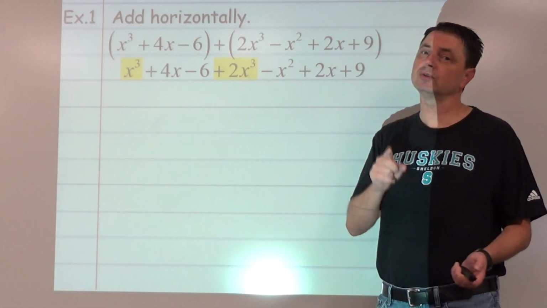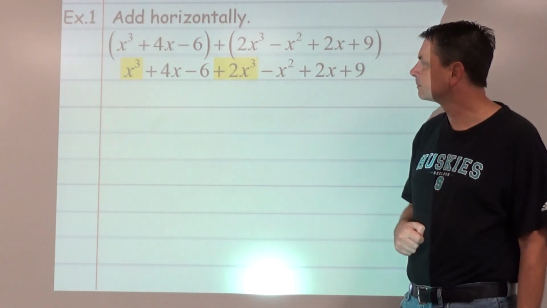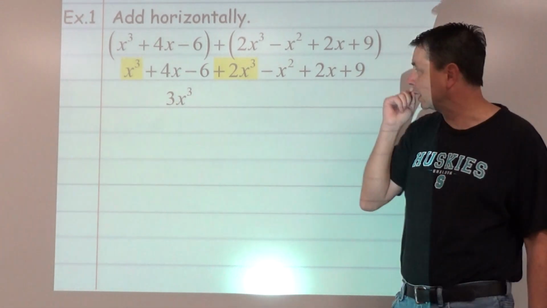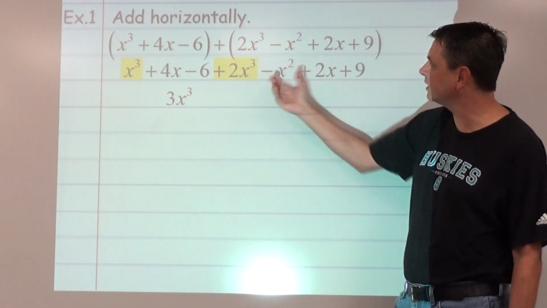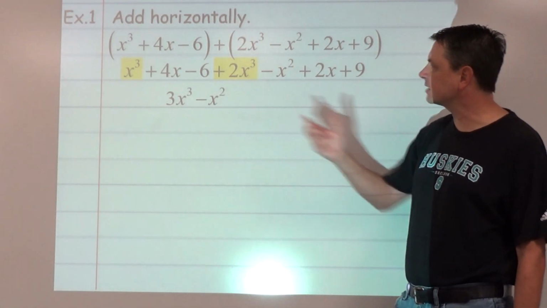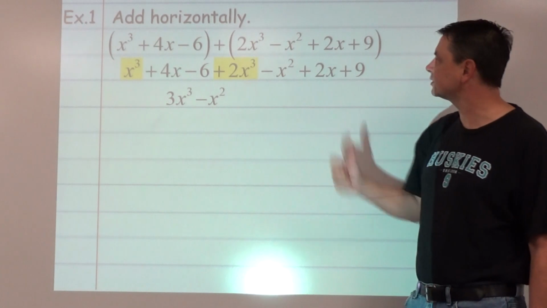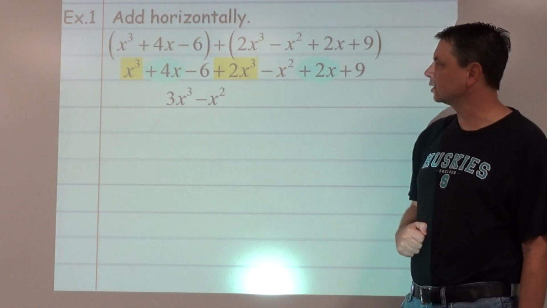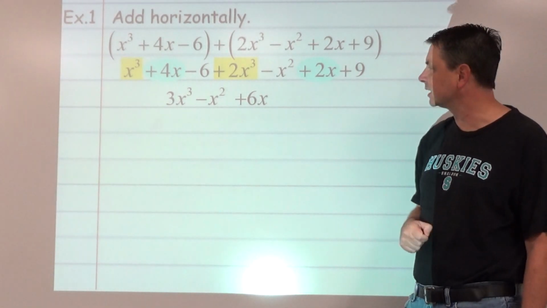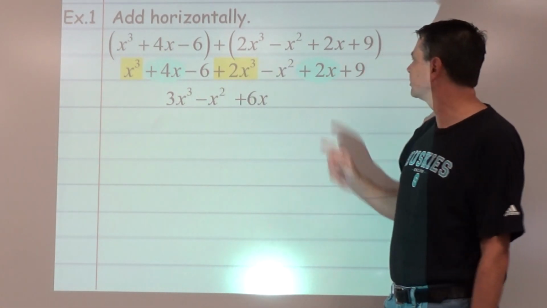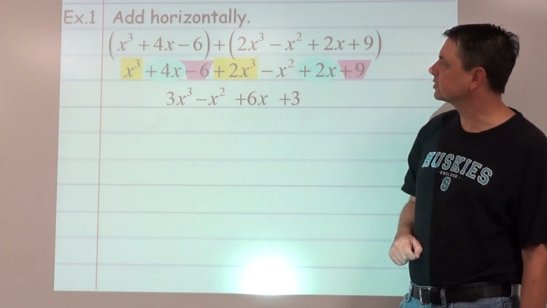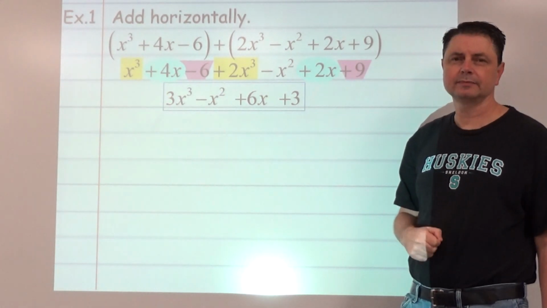Okay. When you add, you do not ever change exponents. We have 3x to the third. Now we're looking for the next highest exponent. 2. This one doesn't have another one with it, so we'll just bring that down. Minus x squared. Next comes the x's. We've got plus 4x and plus 2x. Those are like terms. That makes plus 6x. Again, don't change the exponent when you're adding. Then we've got negative 6 and positive 9. That makes positive 3. That's our sum. That's adding horizontally.